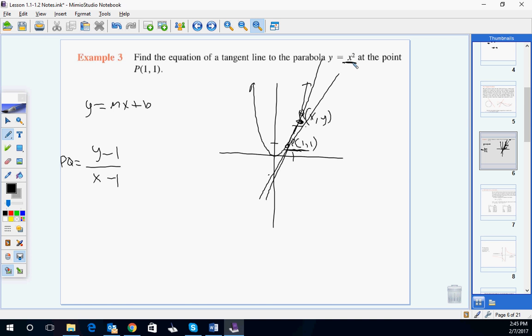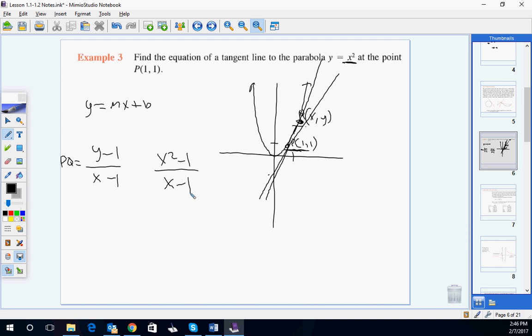Right now you look at that and think, well, I don't know what to do with two variables. So we can substitute this in, and now it's x squared minus 1 over x minus 1. I can do that because the function we are given is x squared. That's why it's important they're both on the parabola. Sorry, I was right the first time.